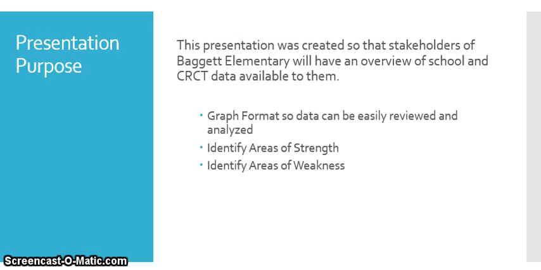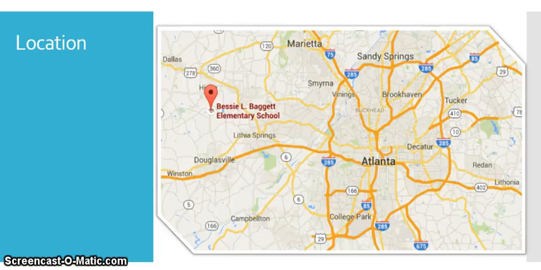This presentation is in graph format so that the data can be easily viewed and analyzed. And it's also created so that stakeholders can identify areas of strength and areas of weakness in order to move forward the best way possible. If you're viewing this presentation as an outsider of Baggett Elementary, we are located west of Atlanta, and this map will show you that we are close to Dallas, Hiram, and Douglasville in Georgia.